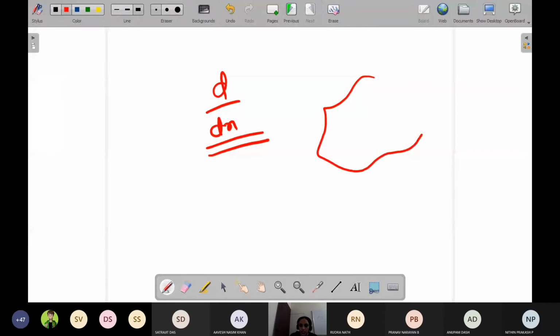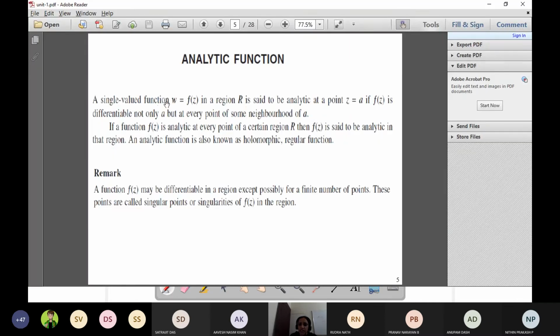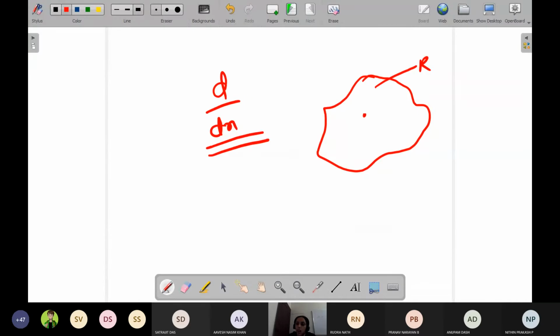Suppose you have a region. So this is your region R. Now what is given? Listen. A single valued function w equal to f of z in the region R is said to be analytic at some point z equals a. So you have a point z equals a. At this point, we say that the function f of z is analytic when it is differentiable.